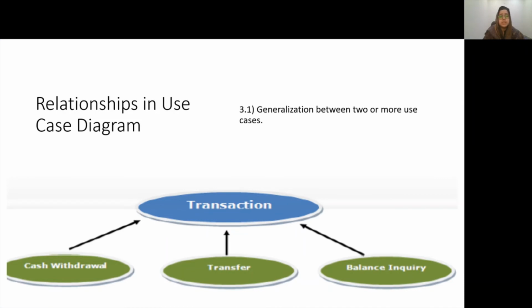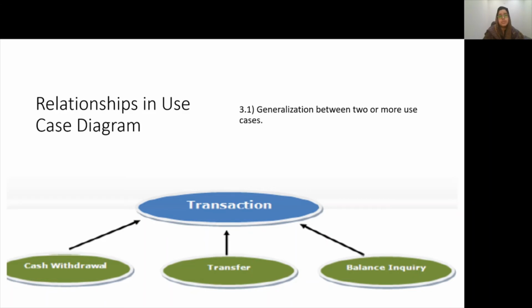A generalization between two use cases has been shown in this figure. Sometimes it becomes apparent that there is more than one variant of a use case, and each has some actions in common, and some actions are unique to each of the use cases. For example, in this particular diagram, cash withdrawal, transfer, and balance inquiry are all types of transactions, but all of these have some unique set of actions, and also some set of actions which are the same for all of these.